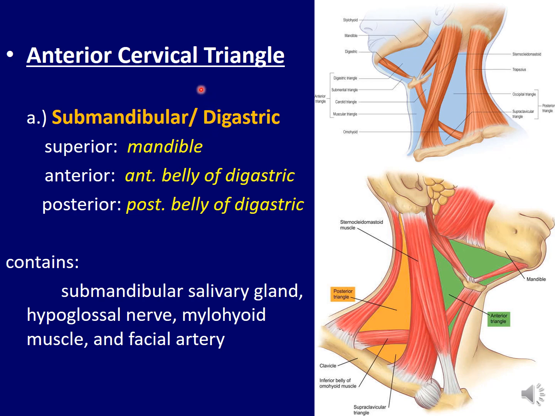The anterior cervical triangle is further subdivided into 4 triangles. First is the submandibular or digastric triangle. This one. This is the submandibular or digastric triangle. It is bounded superiorly by the inferior border of the mandible, anteriorly by the anterior belly of the digastric, and posteriorly by the posterior belly of digastric. It contains the submandibular salivary gland, hypoglossal nerve, mylohyoid muscle, and the facial artery.